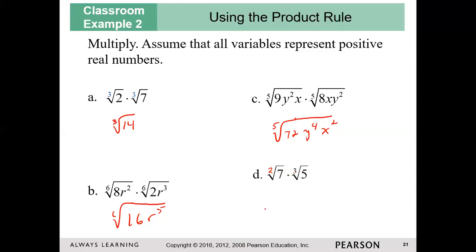So the LCM is going to be 6. So both of these should be 6. You have to multiply this by 3 to get 6, so this is going to be 7 to the third power. You had to multiply this 3 by 2 to get 6, so this is going to be 5 squared. And then if you're simplifying this, this is the 6th root of 5 squared times 7 to the third power, and I'm sure that you can figure out what those values are, but we don't really need to do that.